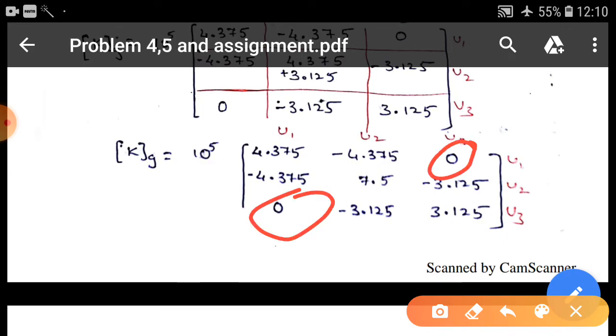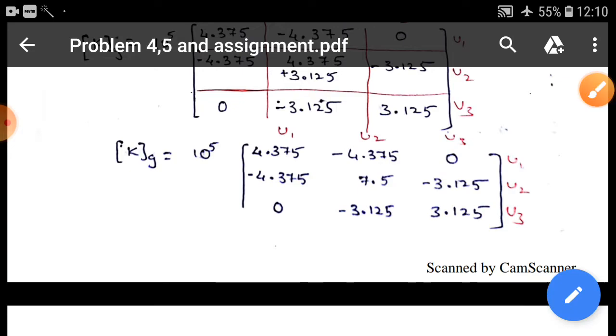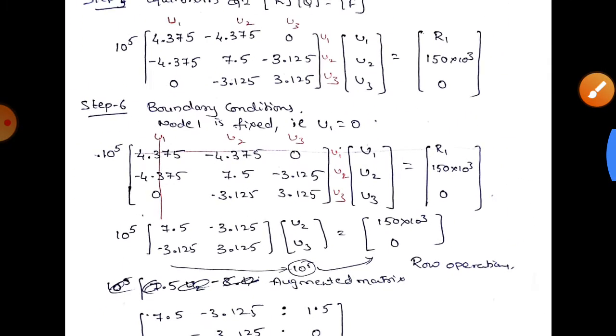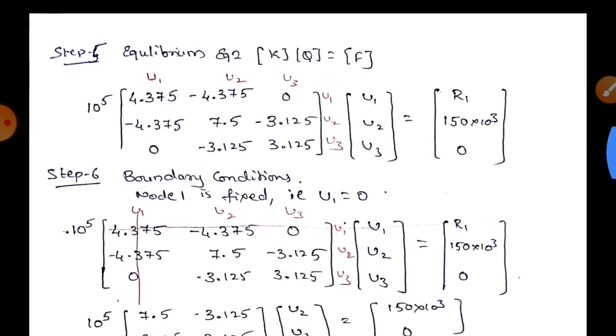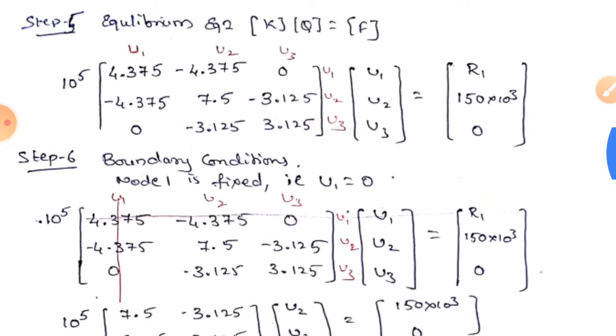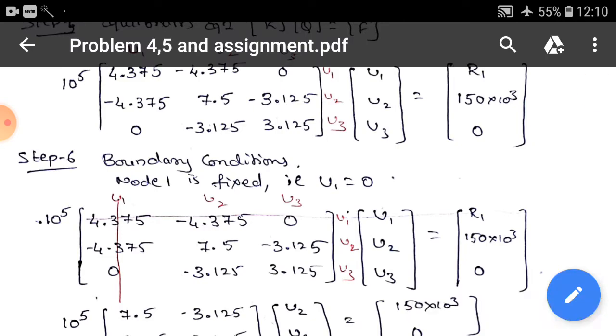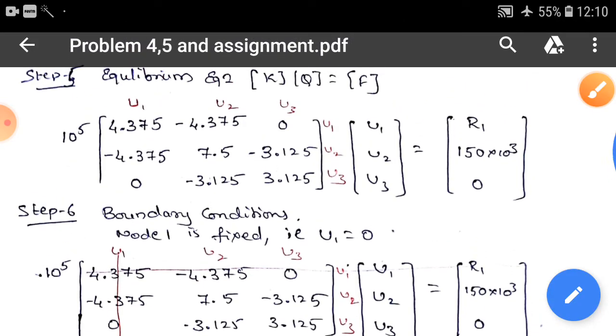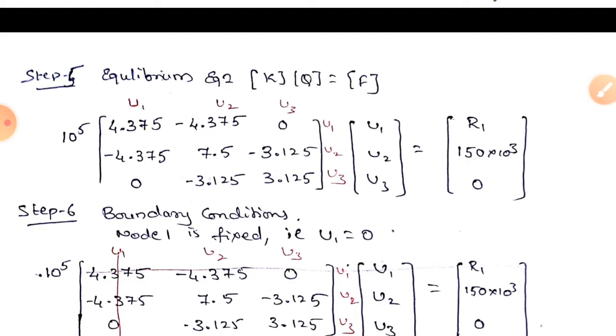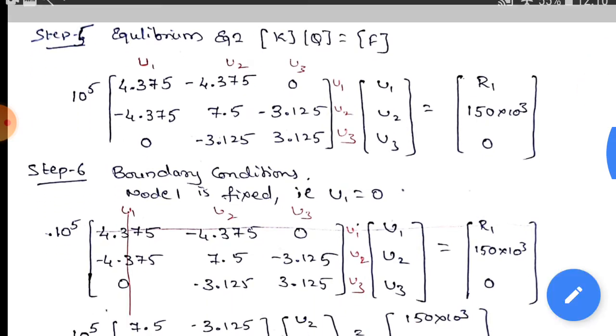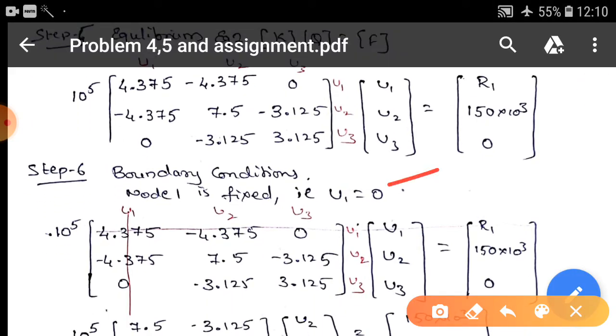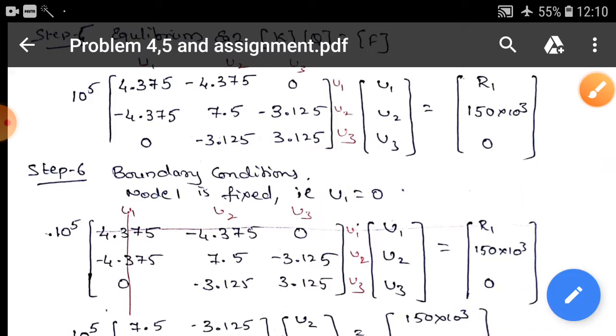Okay, fill those values. 10 raised to 5 is kept common outside here again. Okay, what is your step 5? Write the equilibrium equation. Okay, K into Q is F. What is K? Global stiffness matrix. Q is u1, u2, u3. K is written, and the global force vector is R1, 150 into 10 raised to 3, and 0.